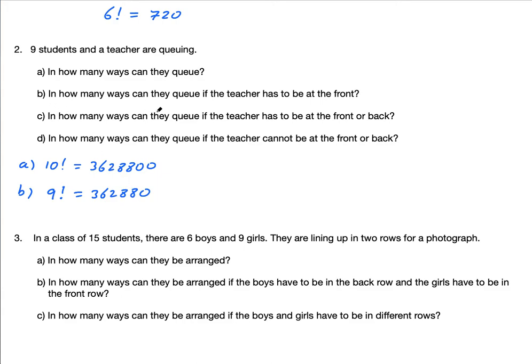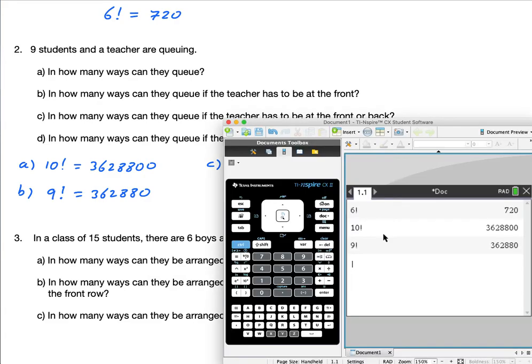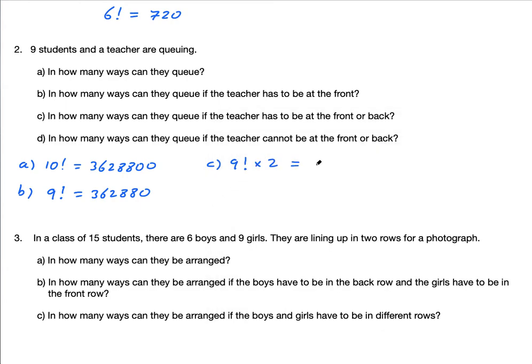In how many ways can they queue if the teacher has to be at the front or the back? Okay, so now the teacher can be at the front. That's 9 factorial. Or he can be at the back. So it's actually this times 2, because there's 2 ways. He can be at the front, that's 9 factorial, and then he can be at the back, that's 9 factorial. So it's 9 factorial times 2, or 9 factorial plus 9 factorial, which is obviously the same thing. And that gives me 725760.